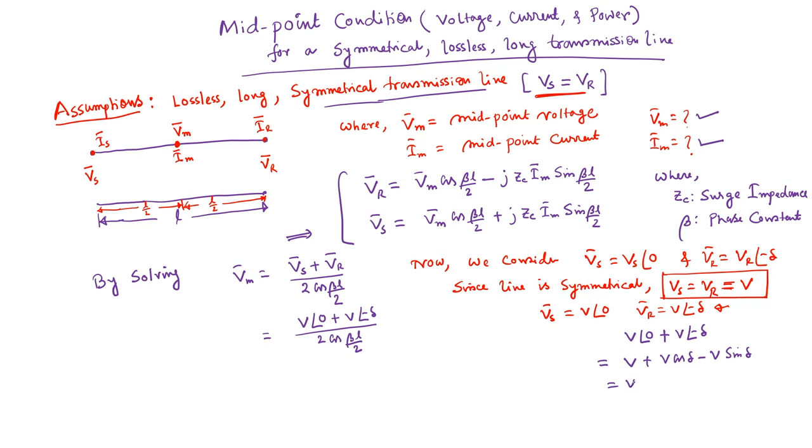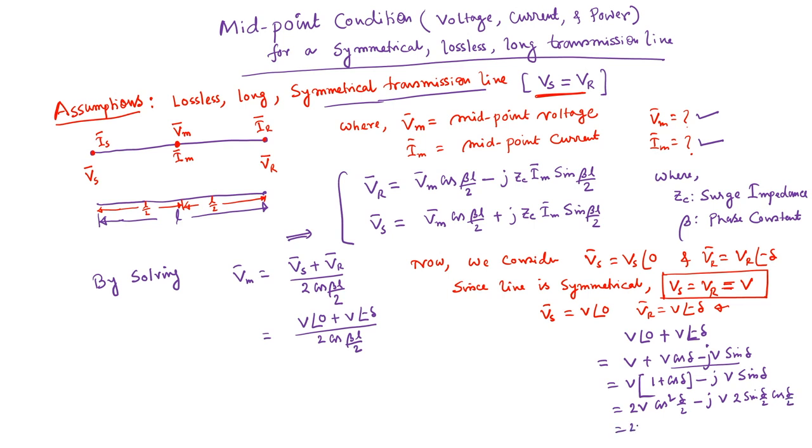Now, if we take V as common, then what do we get? This is equal to V times 1 plus, there would be a j here, because we are converting this V at an angle minus delta from polar to Cartesian coordinates. So, what will we get? We have a real part, 1 plus cos delta, minus an imaginary part, V sin delta. Now, 1 plus cos delta we can write as 2 cos square delta by 2, minus jV sin delta, which we can write as 2 sin delta by 2 cos delta by 2.